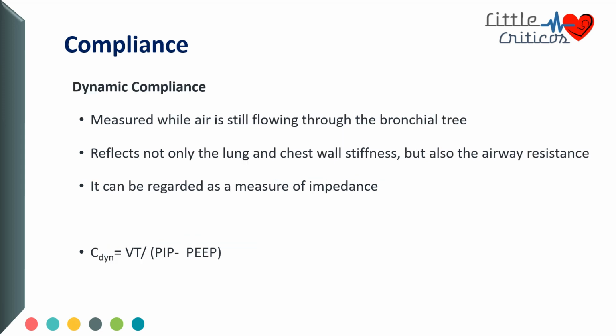Dynamic compliance, on the other hand, is measured when air is still flowing through the bronchial tree. It reflects not only the lung and chest wall compliance but also the airway resistance. It can be regarded as a measure of impedance. It is given by the formula tidal volume divided by peak inspiratory pressure minus PEEP.